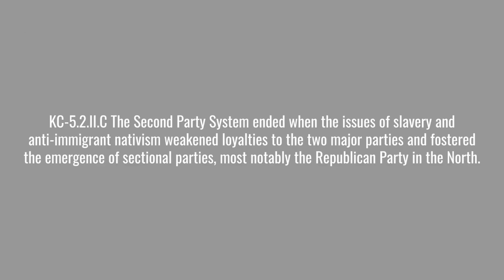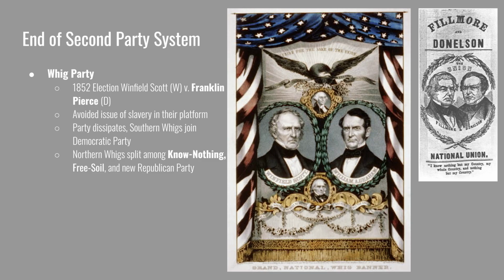The second key concept says the second party system ended when the issue of slavery and anti-immigrant nativism weakened loyalties to the two major parties and fostered the emergence of sectional parties, most notably the Republican Party in the North. The Whig Party is the one that dies out, bringing an end of the second party system. The last presidential election that they ran in was in 1852. They ran Winfield Scott, who had been a general during the Mexican-American War, against Democrat Franklin Pierce.